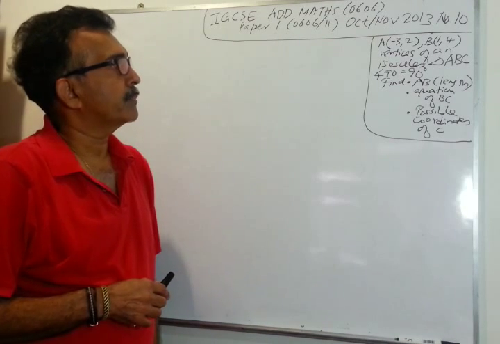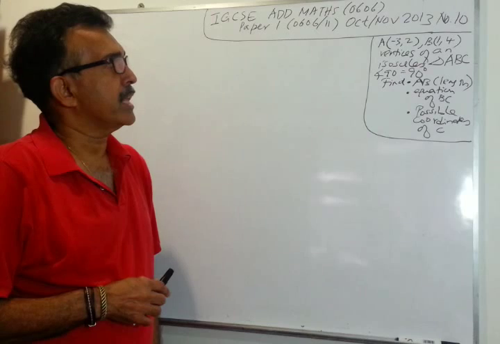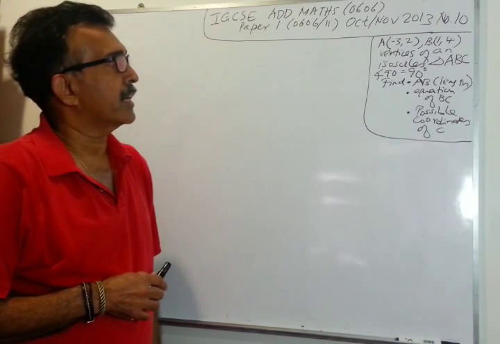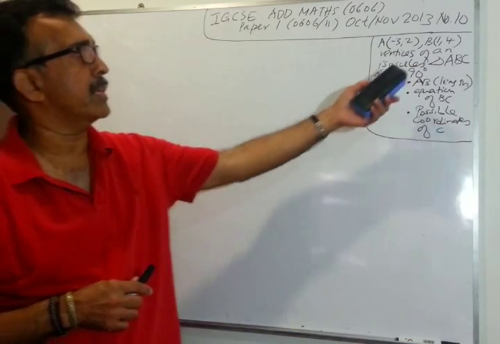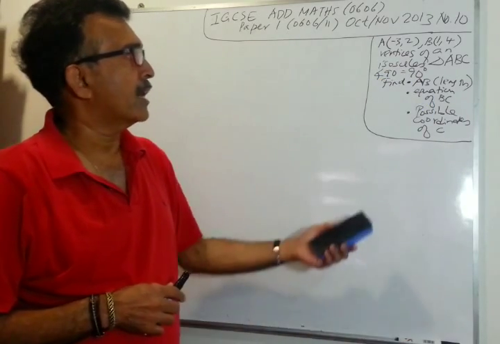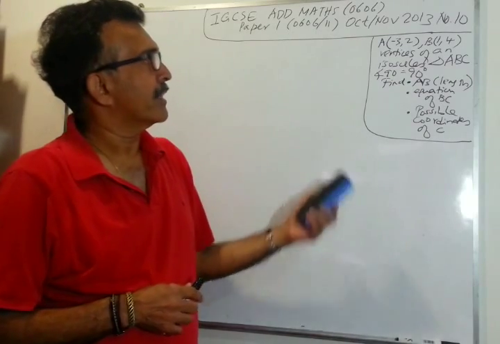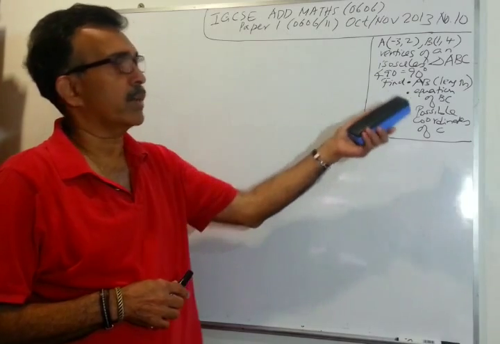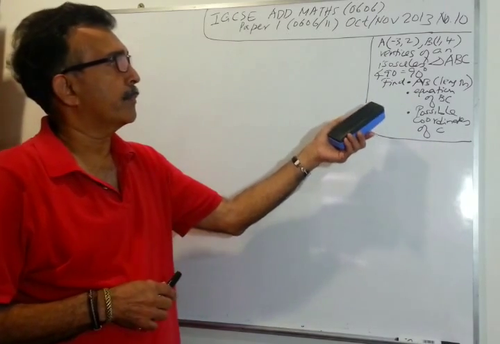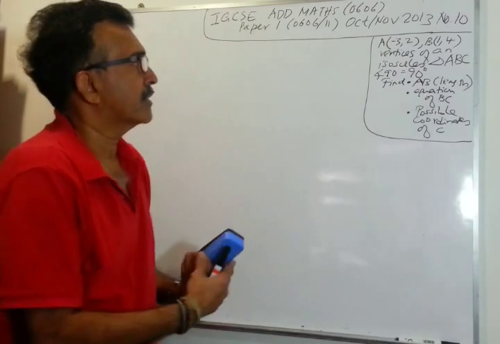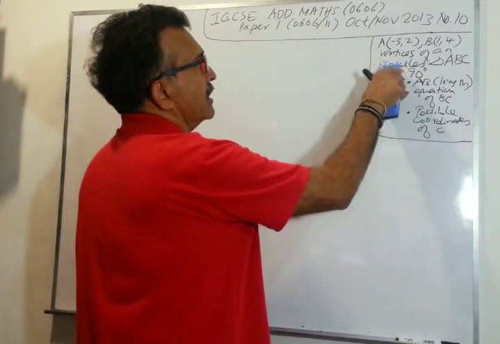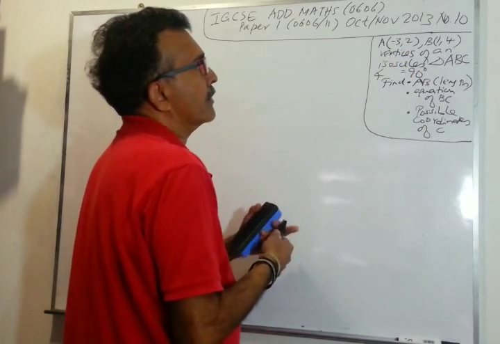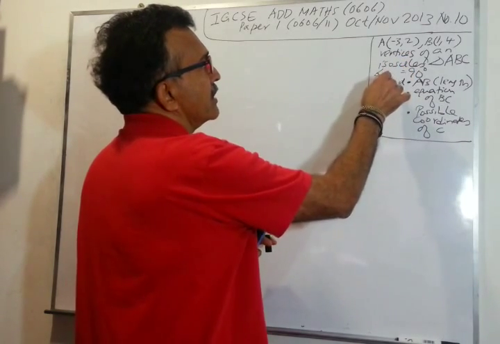We have A and B. The coordinates are given: -3, 2 for A, and for B the coordinates are 1, 4. We are told that these are two of the vertices of an isosceles triangle ABC. You can read the question, right? We are also told in the question that angle B is 90 degrees.